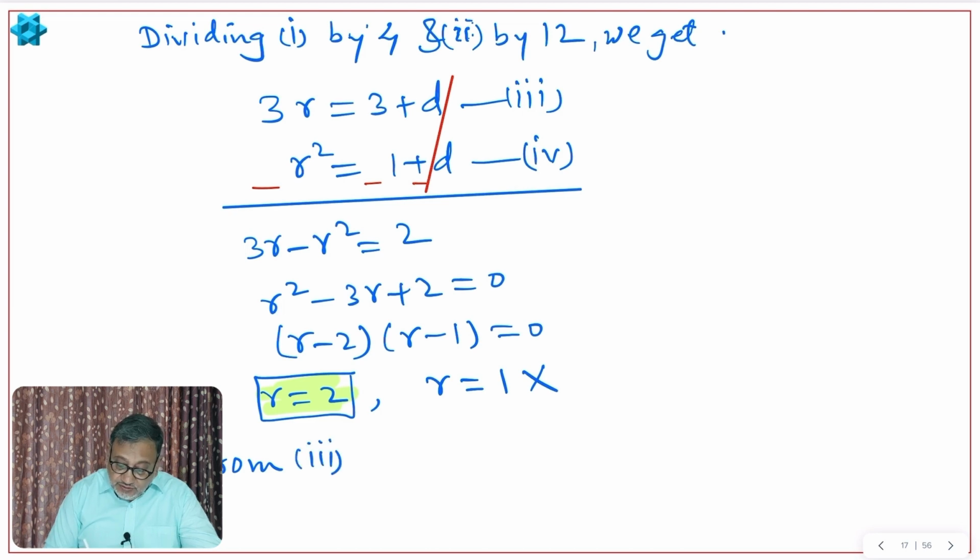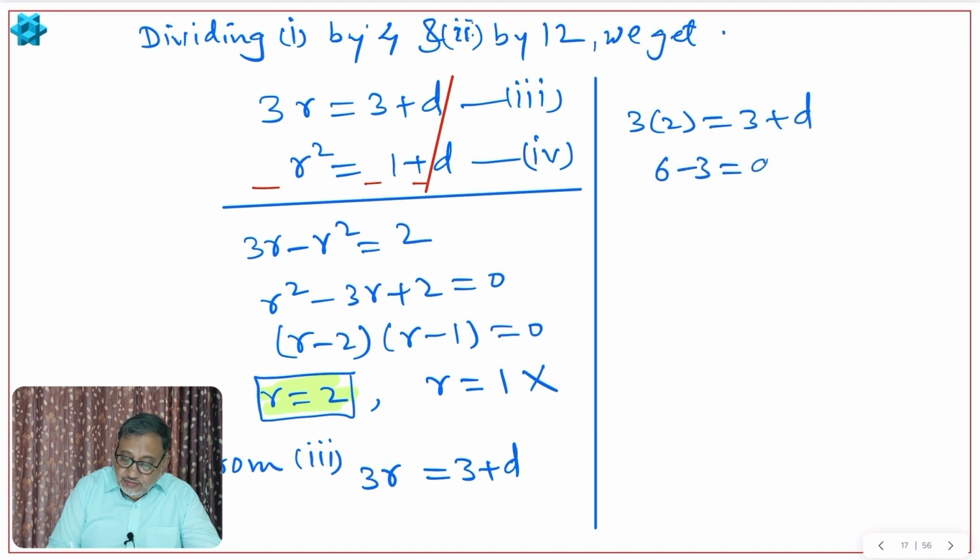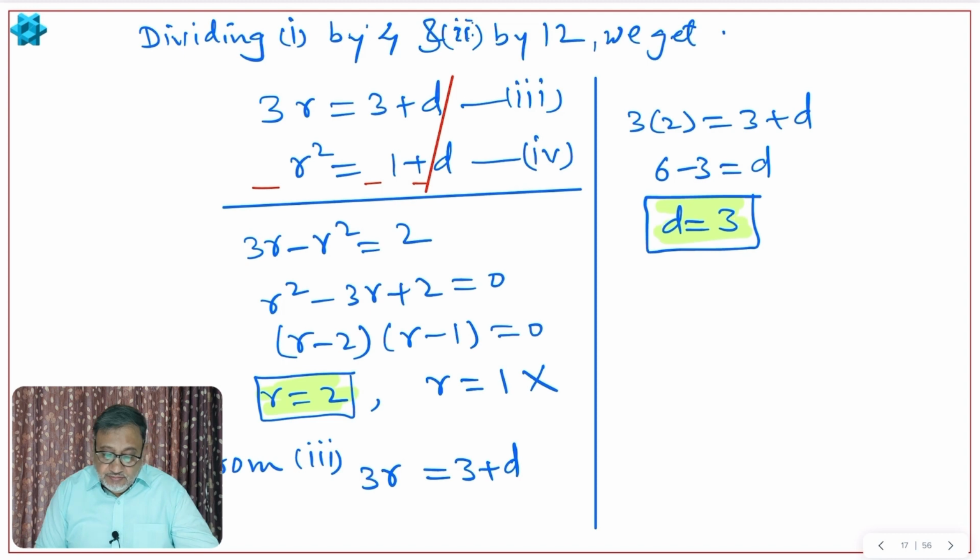From equation 3, 3r is equal to 3 plus d. So I'll put it here only. So 3 into r, which is 2, is equal to 3 plus d. 6 minus 3 is d. So d is 3. Okay, so we have completed this question.